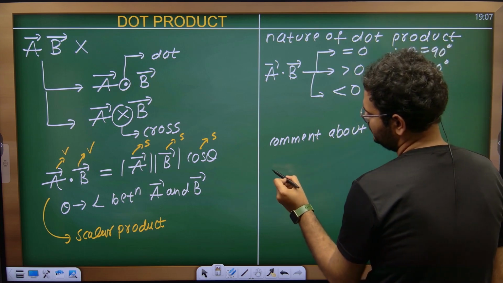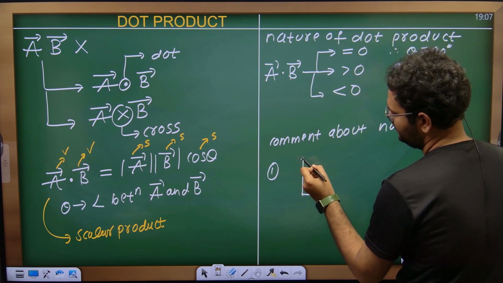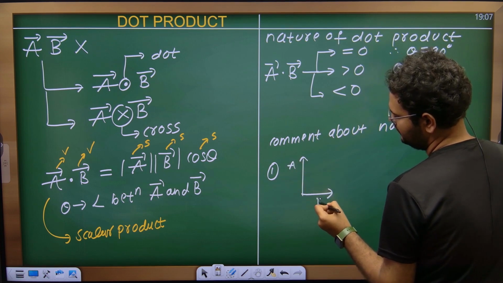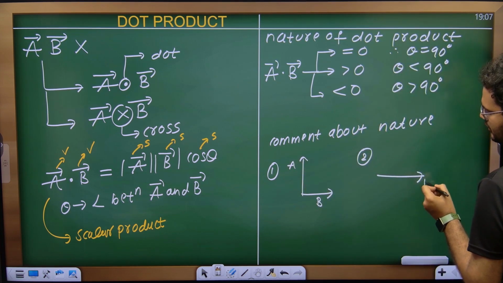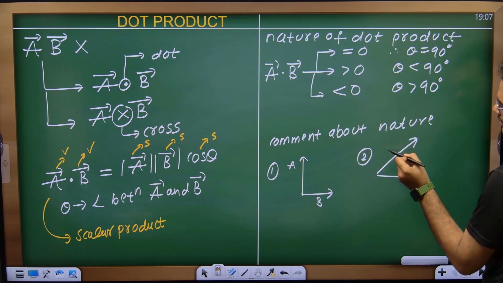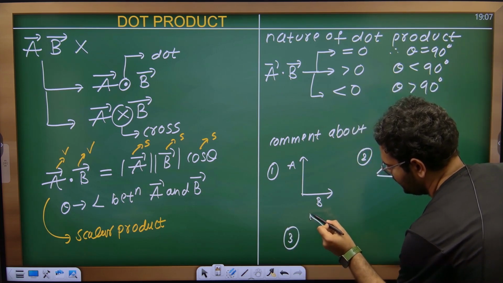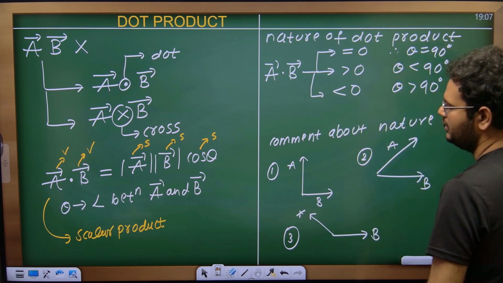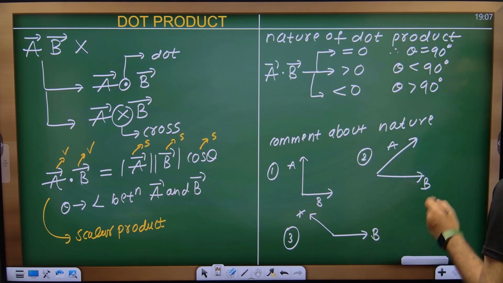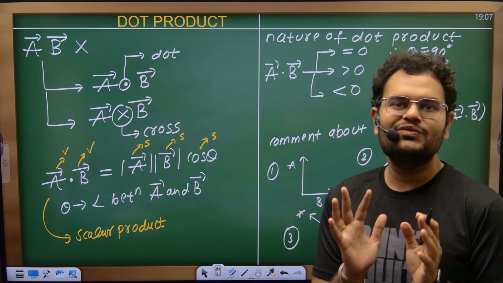So 3 examples I will give. I want you to comment about nature. This is A vector, B vector. Second is B vector, A vector. And third is, this is A vector and B vector. You tell me nature of what? Nature of A vector dot B vector. Simply dot product. Now which is positive, which is negative, which is 0?